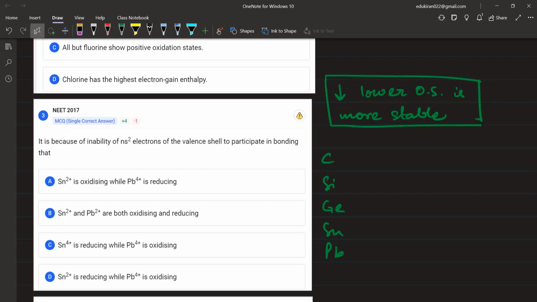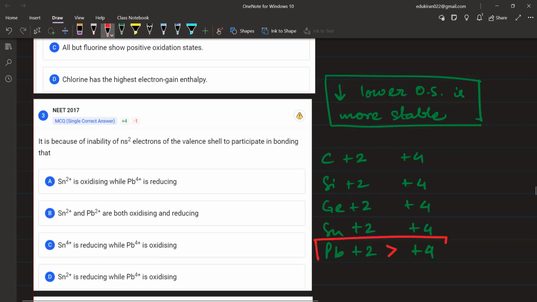Now this is group number what? This is group number 14. And in this group number 14, we will have two variable oxidation states, है ना? एक हमारे पास क्या हो सकता है? +4 and +2. तो कार्बन में भी होगा क्या? You will have +2 and you will have +4. ठीक है? Now, as we go down the group, then what happens? Lower oxidation state is more stable. That means Pb2+ is more stable than Pb4+. ये आपको समझ में आया?